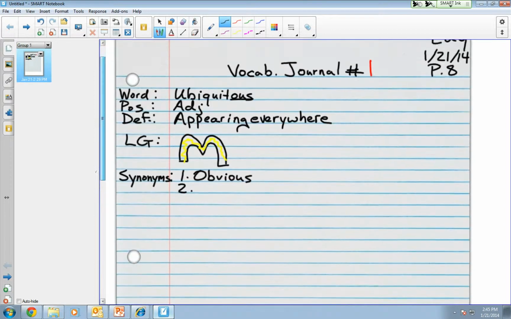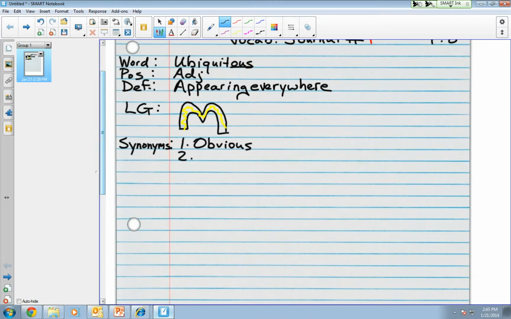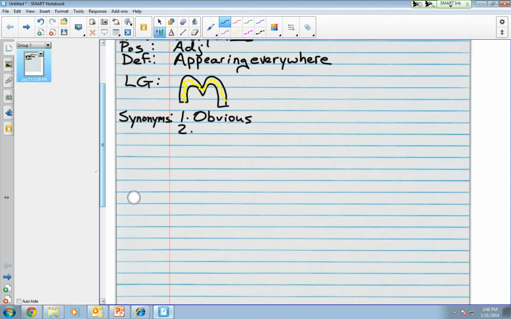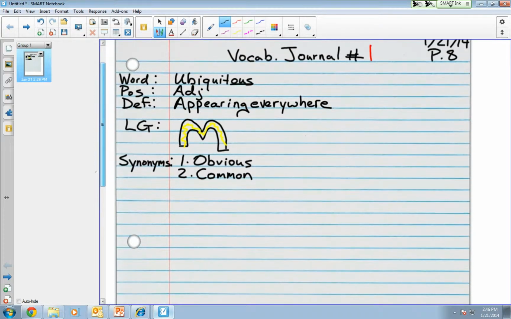So another synonym for ubiquitous. Obvious. I've got everywhere in the definition, so I don't want to use everywhere. Let's say common, or maybe reoccurring, or frequent. I'm going to go with common. Okay, so these are words that could be the same as ubiquitous. They could be lower, they could be higher in terms of difficulty, but this makes sense for me.